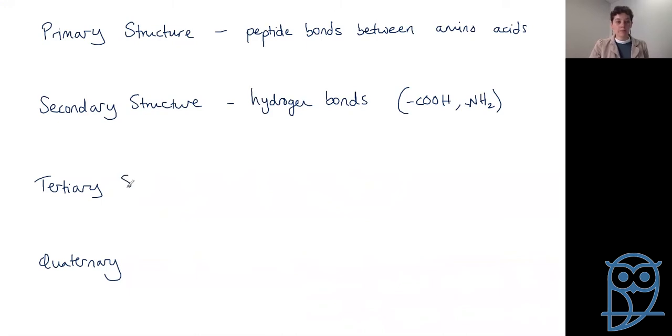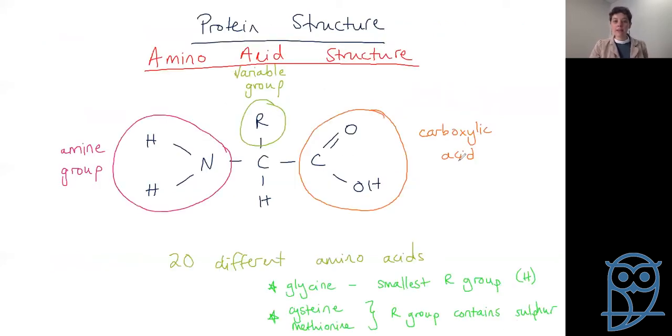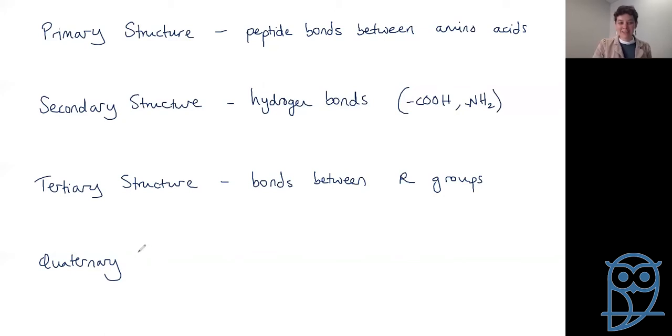Tertiary structure is all about bonds between R groups. So you see now we've used the basic condensation, we've used the amine and the carboxylic, and then in our tertiary structure we're talking about this variable group. So it's really important that you've got each of the 3 different pieces of that amino acid, so you can start building up.